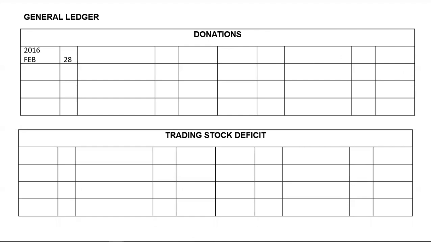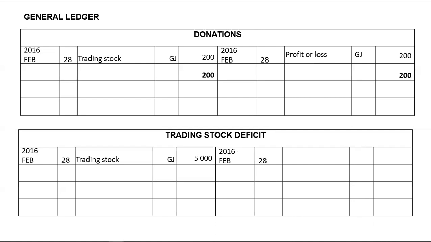As I've said, donations is an expense. We are going to debit it as an expense and simply close it off to profit or loss because that is an expense. And trading stock deficit, which was as a result of a reduction of trading stock, will also be closed off to profit or loss account.